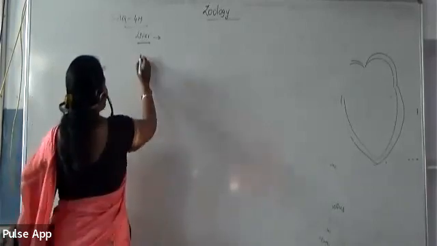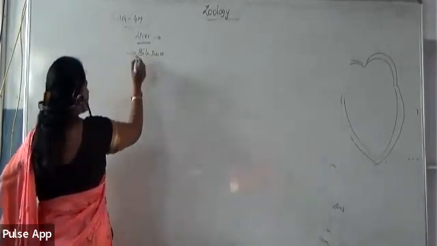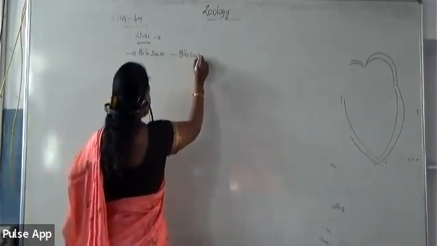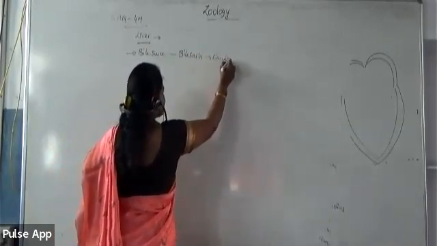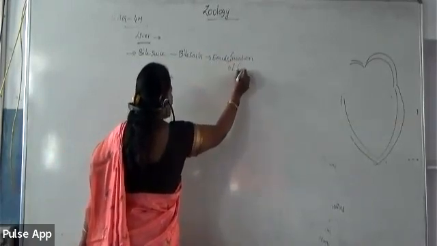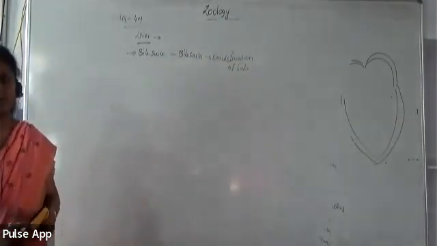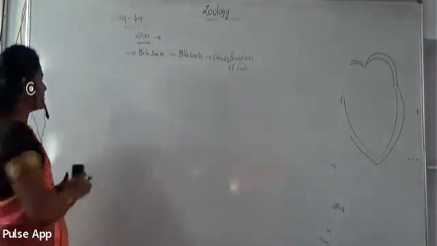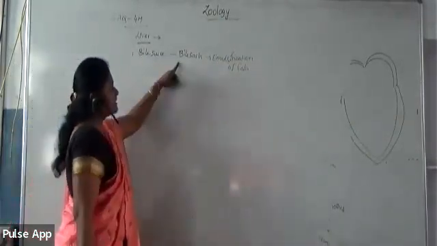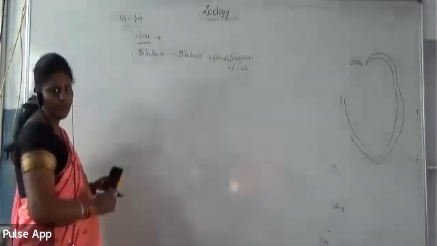So first of all, liver secretes bile juice. Already we have discussed that this bile juice contains bile salts. What is the function of bile salts? Emulsification of fats. What is meant by emulsification? Breaking of larger fats into smaller fats so that digestion of fat can happen easily. So the first function is liver secretes bile juice which contains bile salts. Bile salts help in emulsification of fats. Like this, in a simple way, you can write it as a point.